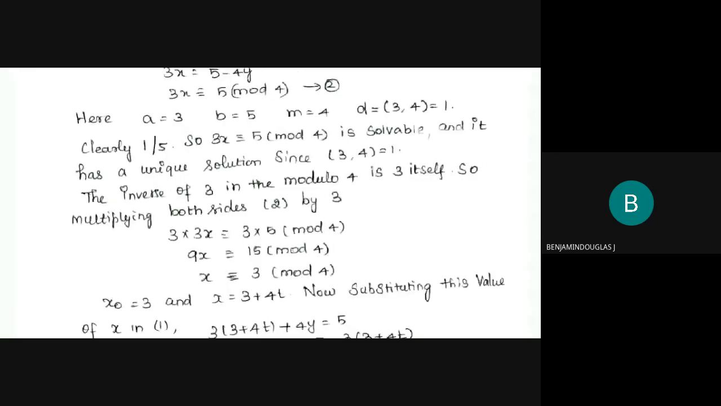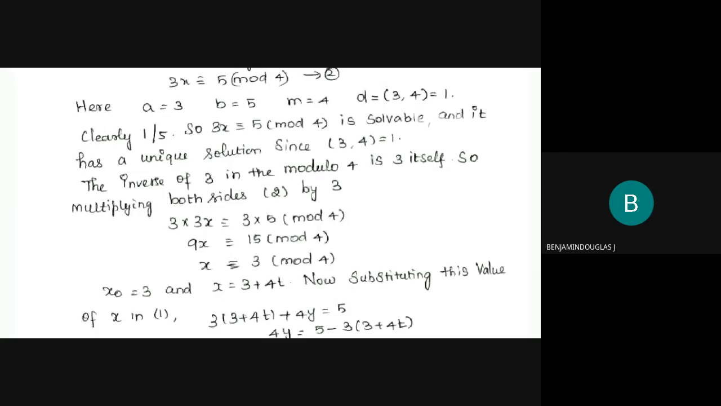So this linear congruence has a unique solution. The solution is 3. So x equal to 3 can be considered the initial solution, x naught. So x naught equal 3. Already we know the corollary. The solution for the linear congruence Ax congruent to B mod M is x equal to x naught plus m by d into t.